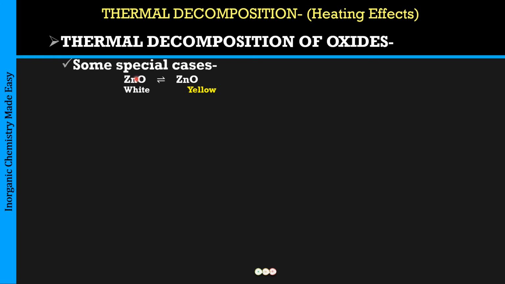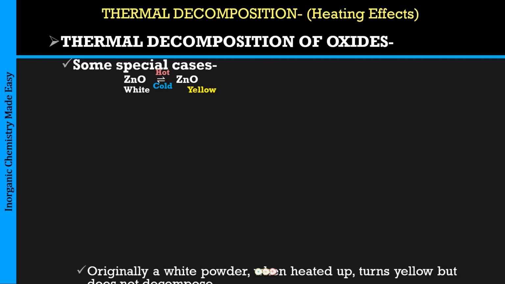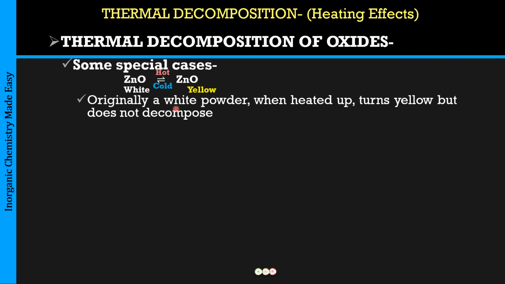And that something special is that zinc oxide, when it is not heated, at normal temperature, you just see the salt, it is a white colored salt. But the moment we heat it, this zinc oxide gets converted again into zinc oxide only, but of a yellow color. So the color is changing on heating, and when we allow this heated zinc oxide to cool down, it becomes white in color again. All right, so what do you have to remember? Originally it is a white colored powder. When it is heated up, it turns yellow, but it does not decompose.